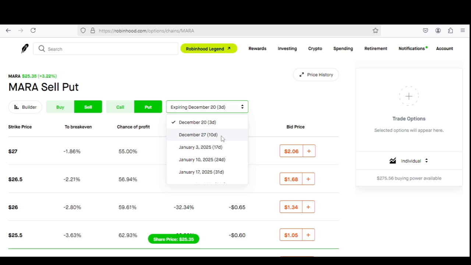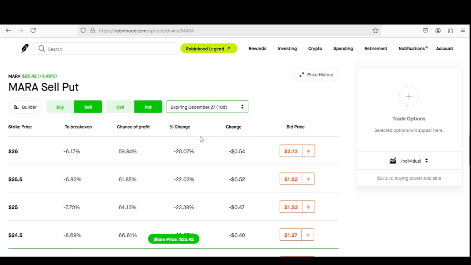Now that my account is growing, I'm now able to go a bit further out because I'm able to give myself more time. So that being said, I'm going to go ahead and select the December 27th expiration, which gives me 10 days. You feel free to select whichever date you think works for you. So we're going to go December 27th.